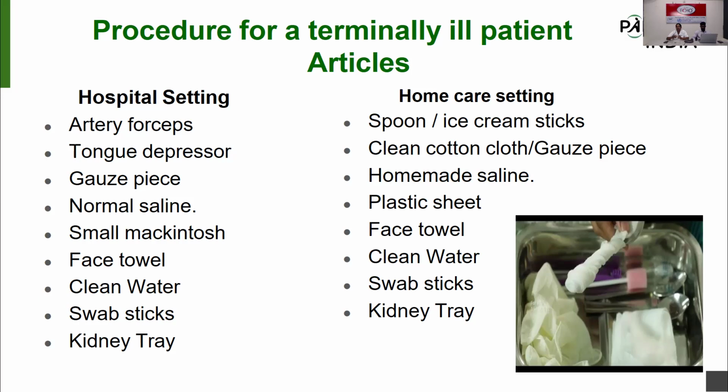And in the home care setting, we need a spoon or an ice cream stick, right? A spoon, why? Because on the spoon handle we can roll the gauze and use it to clean, right? Or we can even use one or more spoons to keep the mouth open of a patient who is unconscious, right? And also clean cotton cloth or gauze piece, homemade saline, plastic sheet, face towel, clean water, swab stick, and kidney tray, right? And the lollipop kind of thing I mentioned is a sponge with a stick attached, and the sponge is already pink in color. It is given in the image. You can see in the tray, in the image tray, there is a pink thing which is shown, right?